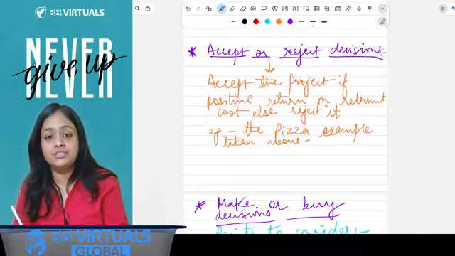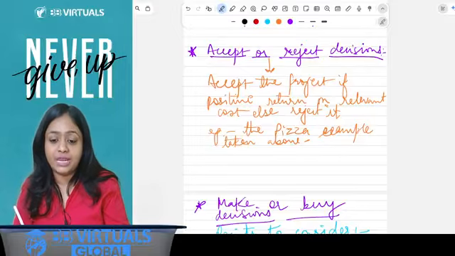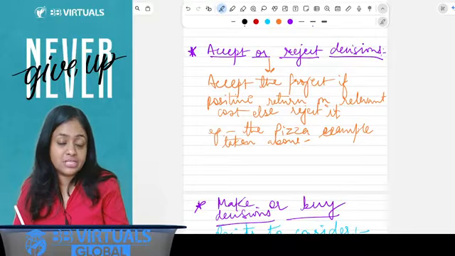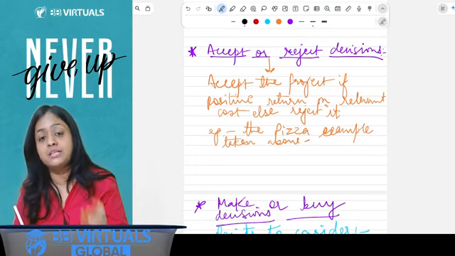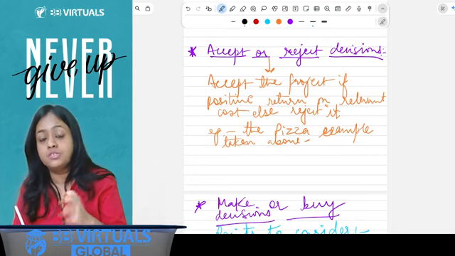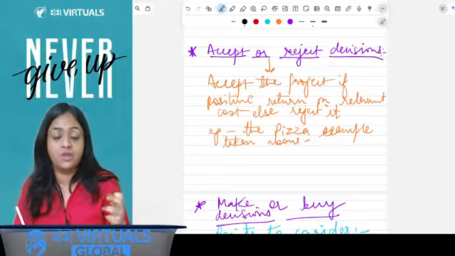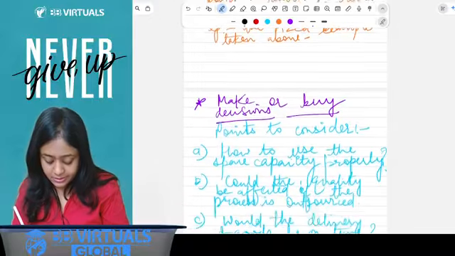Accept or reject decisions. Basically again we check for the relevant cost, and we accept the project if it gives us a positive return, and we reject it if it gives a negative return. That means incremental revenue is more than the incremental cost. That is, your profit is positive. If it is a loss, then you reject it.